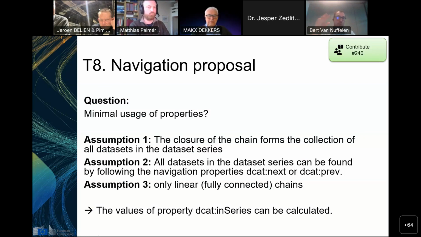Is there a need? Do we want to do the effort on it, or do we just leave it open to the community to use what best suits their goals? So there are two points being made. First, calculating the value of properties in DCAT in series might be expensive. The second point is that not all dataset series will have a notion of ordering.